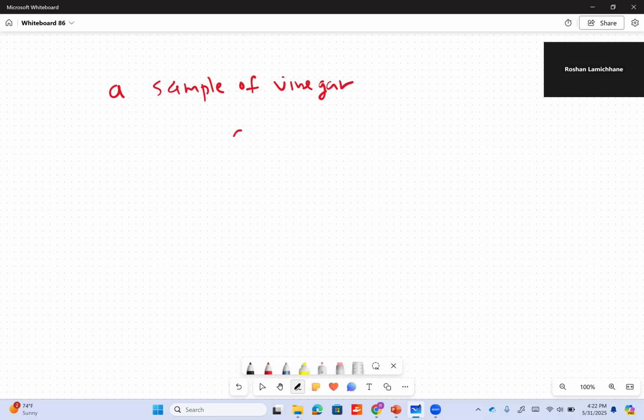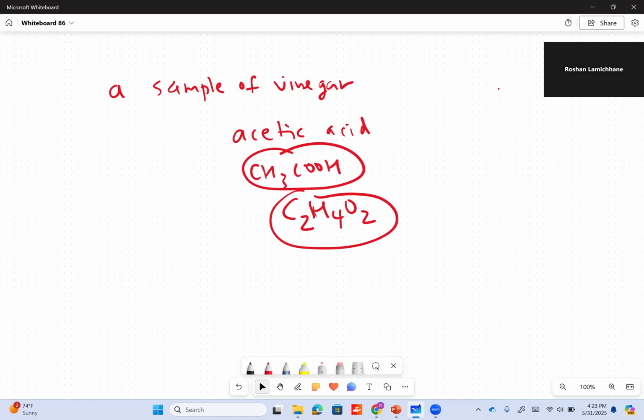Vinegar contains something called acetic acid, which has the formula CH3COOH, which can also be written as C2H4O2: 2 carbon atoms, hydrogen 3 plus 1 is 4, 2 oxygen atoms. So anytime you see something like this, this is your acetic acid. This is one of the acids whose chemical formula you have to memorize, so start getting comfortable with it. Vinegar contains acetic acid, and acids are known to have a sour taste, and that is why vinegar is sour.